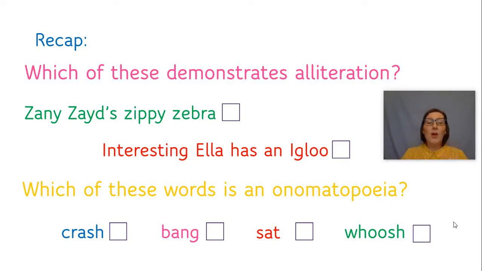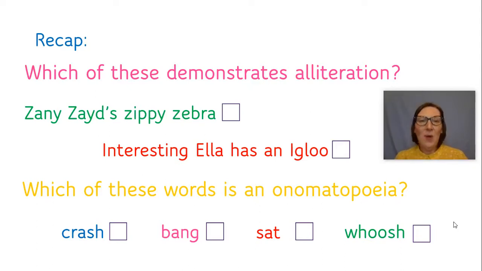And then the next one, which of these words is an onomatopoeia? Do you remember that word today? It's a very big word. Onomatopoeia. So which of these words here is an onomatopoeia? So pause the video, have a go at answering these on your worksheet now. Okay, welcome back. Let's see then.